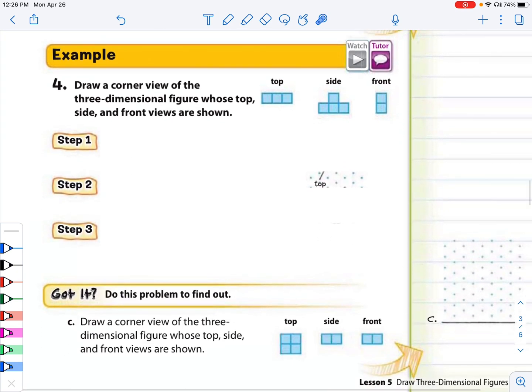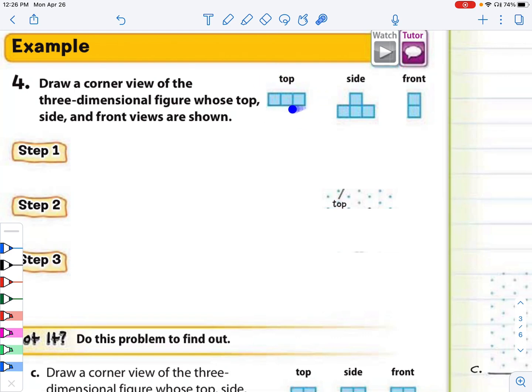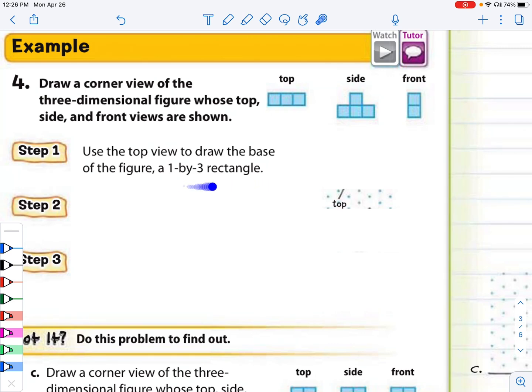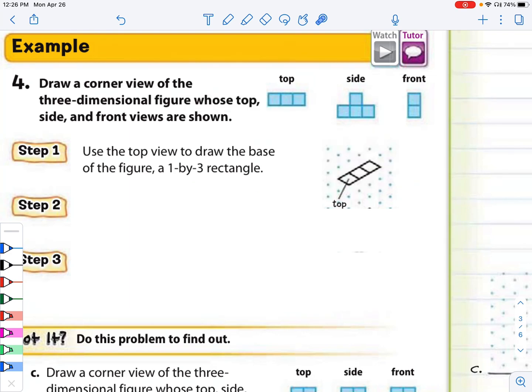Example number 4. Draw a corner view of the three-dimensional figure whose top, side, and front views are shown. First, let's take a look at step number 1. We have a top view, which is 3 square units, a side view, which is 3 square units plus 1, so that's 4 square units, and the front view, which is only 2 square units. Step number 1, use the top view to draw the base of the figure, which is a 1 by 3 rectangle. That's our top view, and this is how it's going to look.